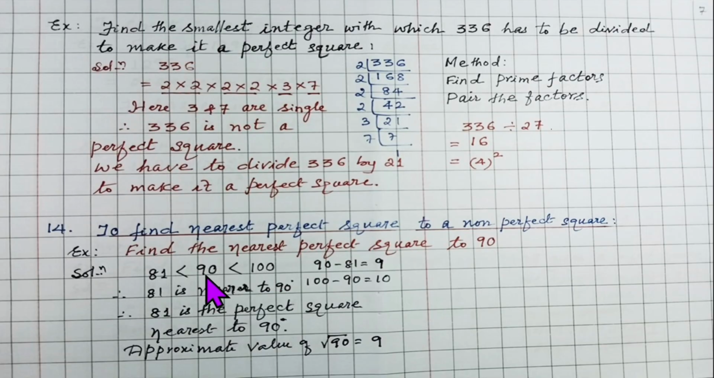Now if you see, 90 minus 81 is 9, and 100 minus 90 is 10. That means 90 is nearer to 81 than to 100, and therefore we can approximately say the square root of 90 is 9 and not 10. Therefore, the approximation is that the square root of 90 is 9. So it lies much nearer to 81 than 100. The number 90 lies between 81 and 100, but approximately the square root of 90 is 9.